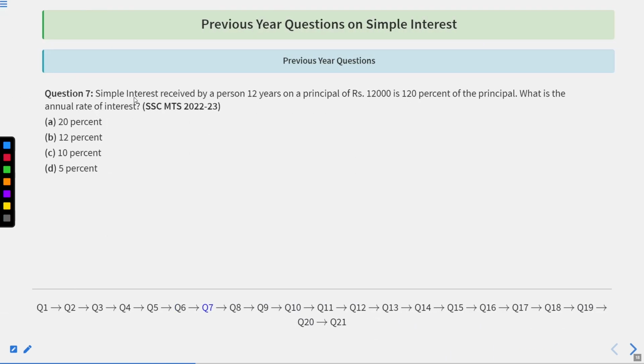Question number 7. Simple interest received by a person in 12 years on a principal of rupees 12,000 is 120% of the principal. What is the annual rate of interest?